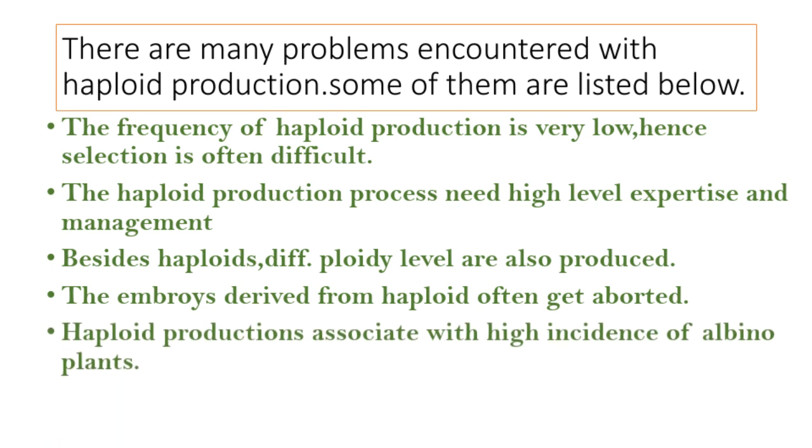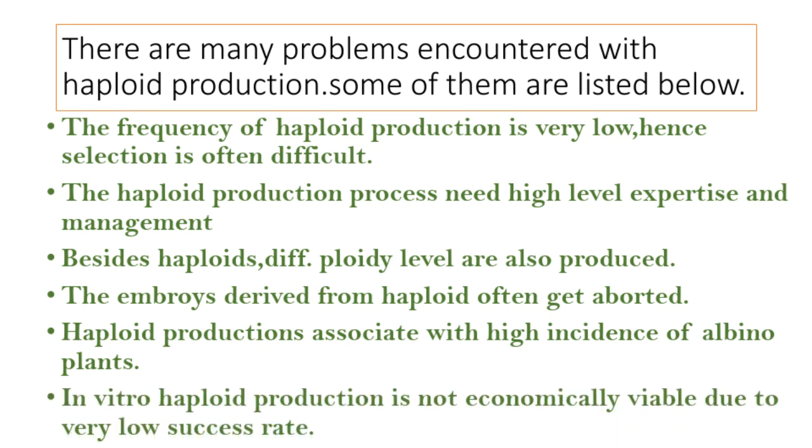Haploid production is associated with a high incidence of albino plants. So they can produce some colorless plants too. In vitro haploid production is not economically viable due to a very low success rate, because a laboratory plant needs its survival conditions, and laboratory conditions and natural conditions are so different from each other. So they are not always viable due to a very low success rate.